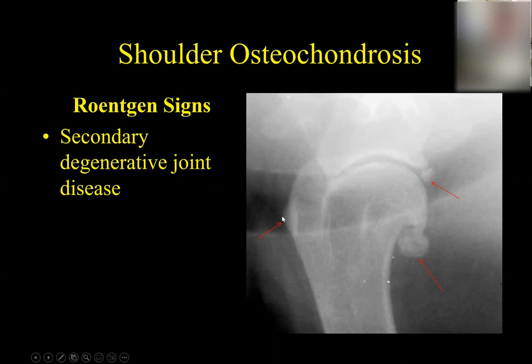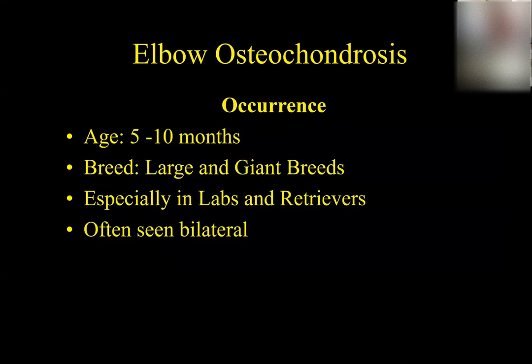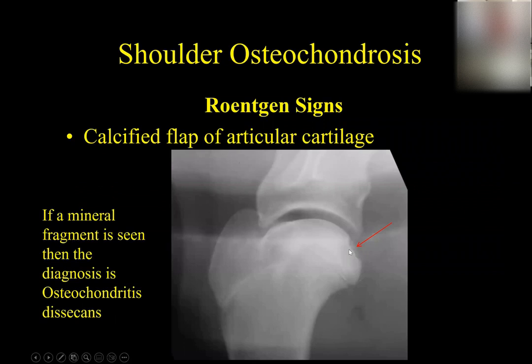You get mineralized opacities up in this area. You can get a lot of arthritis, or degenerative joint disease, which is probably a better name for osteoarthritis, that you see all the way around that joint. Okay, so what do you do about this?